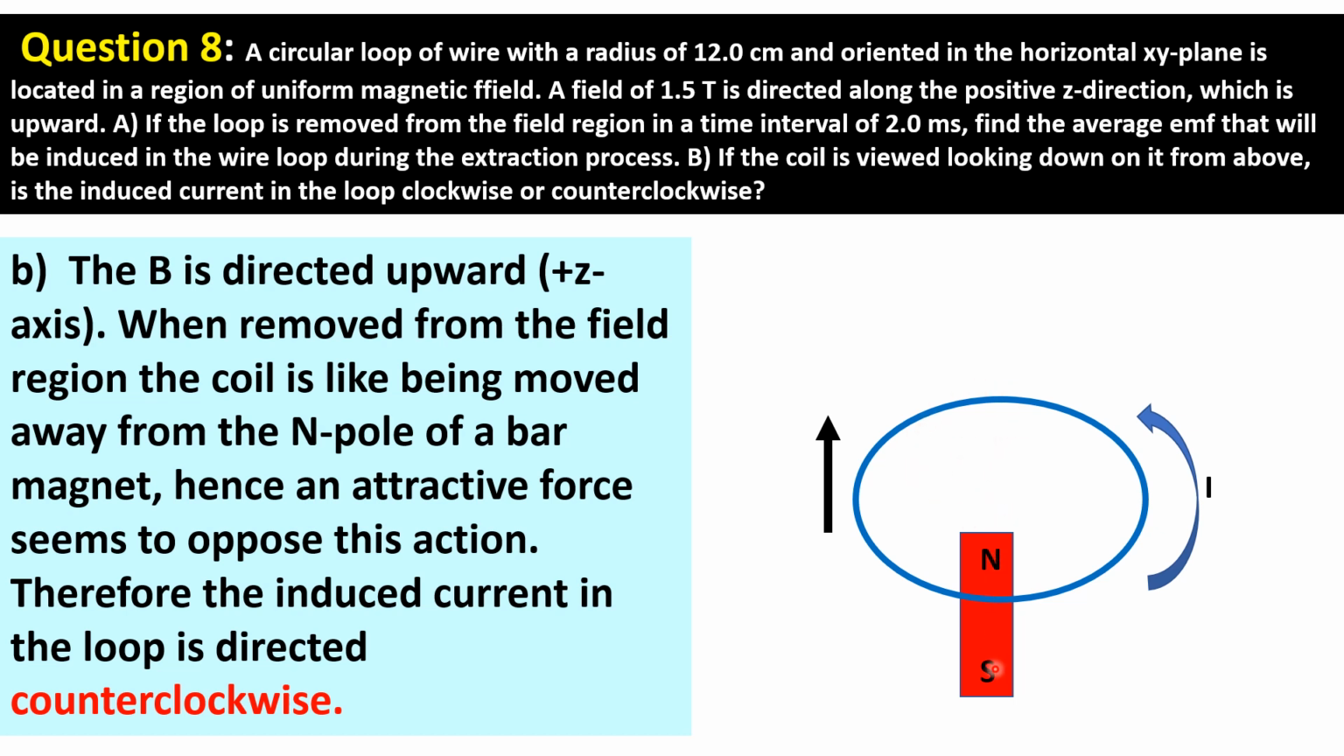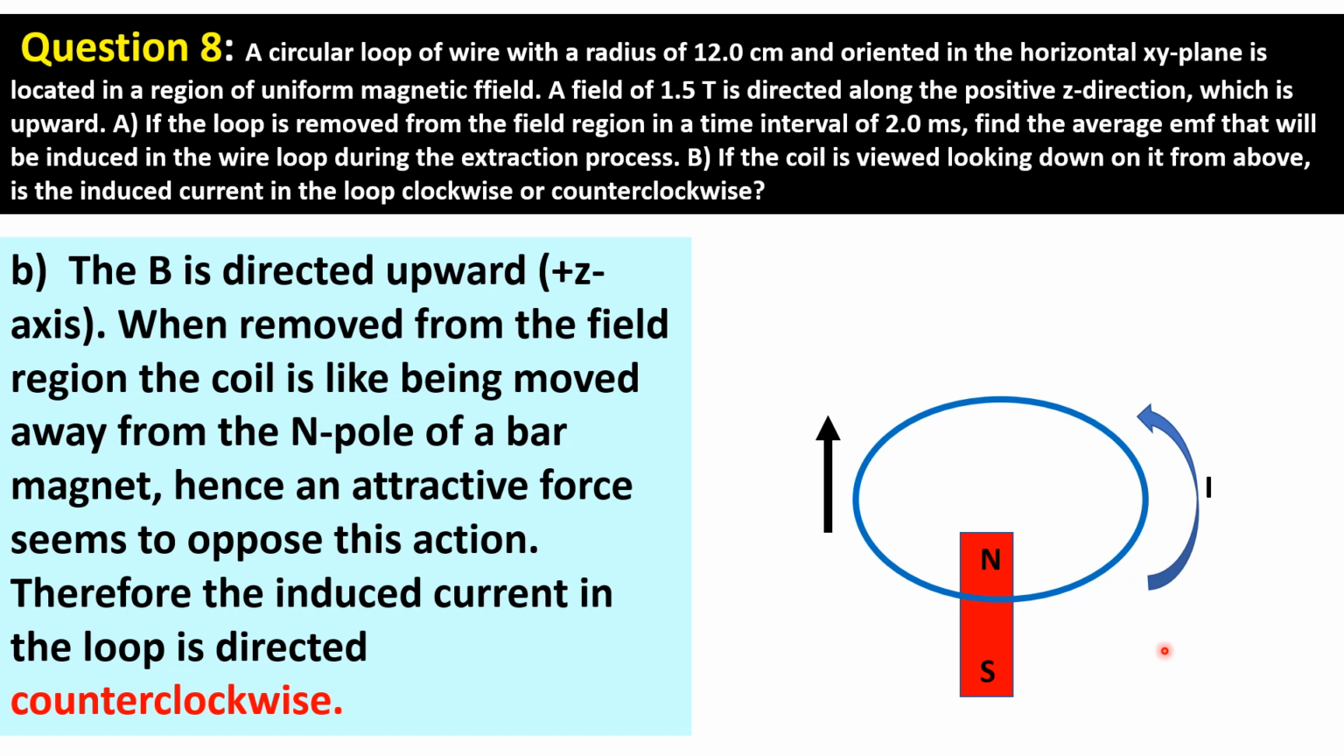Because we already assumed that the magnetic field is upward, that magnetic field is actually perpendicular to the xy plane. Hence, we imagine that the east or x direction is to the right, while the positive y direction is into the screen. Now, how do we find out if the current induced in the coil is clockwise or counterclockwise?